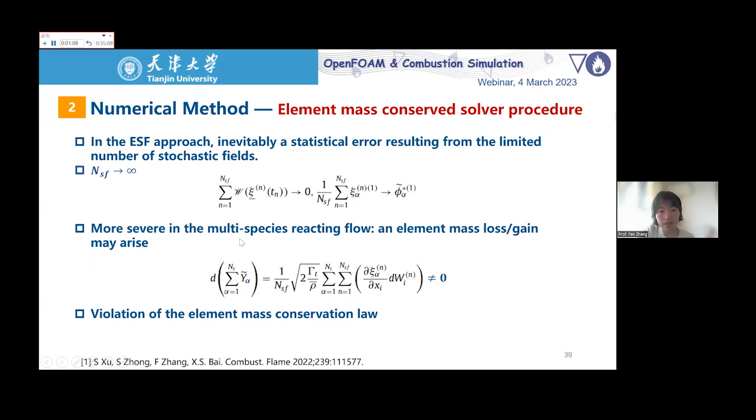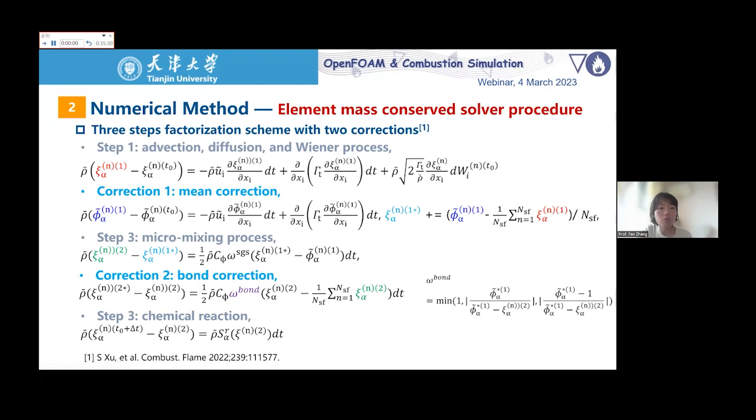This case is even worse in multi-species reacting flows. If you sum all of these mass fractions, you can get the non-zero part of the Wiener term, which will introduce element mass loss or gain. Which means it will violate the mass conservation law. So what we do is we introduce two corrections. The first correction is mean correction. That means after the first step of the transport of a stochastic field, you calculate the transport of the mean field, and then you calculate the error between the mean field and the stochastic field, and you add this error to the first step.